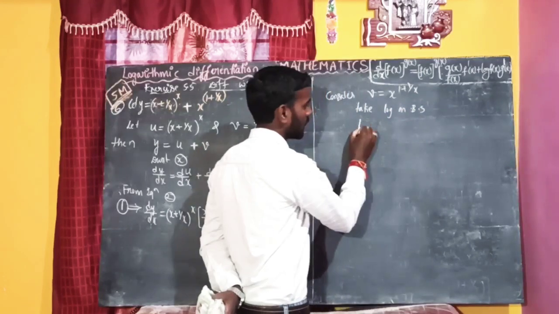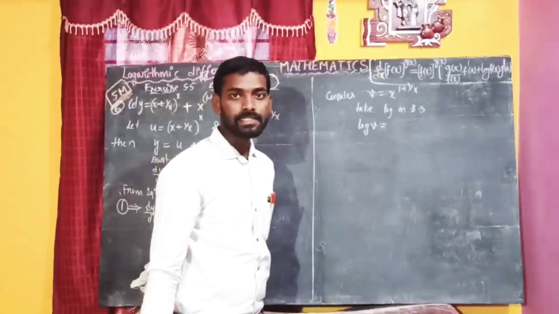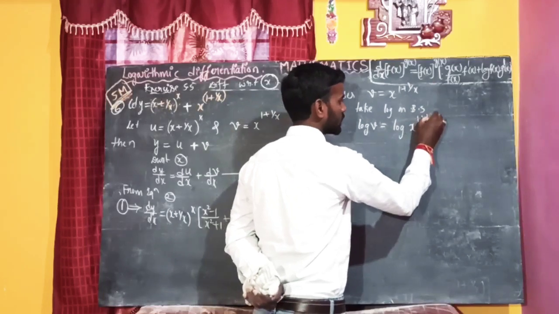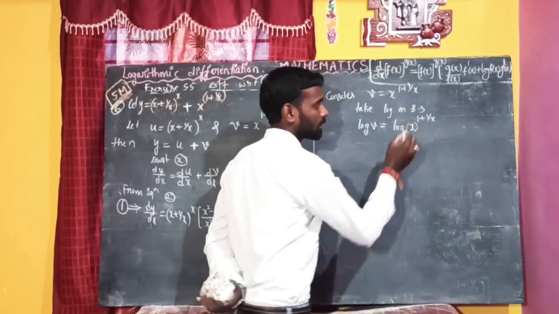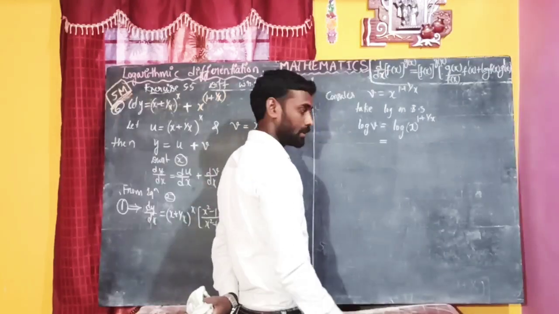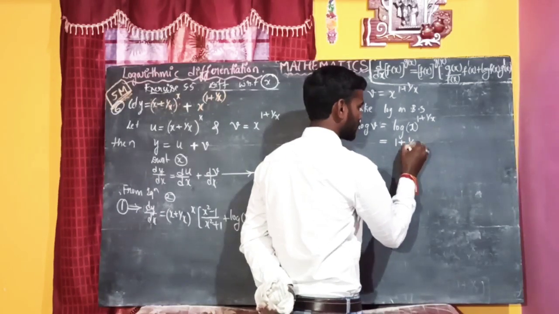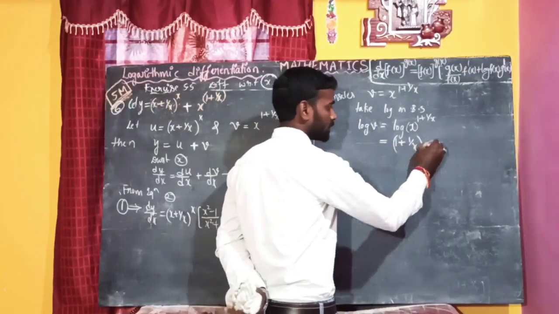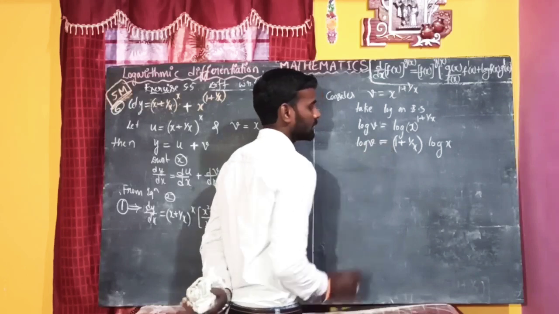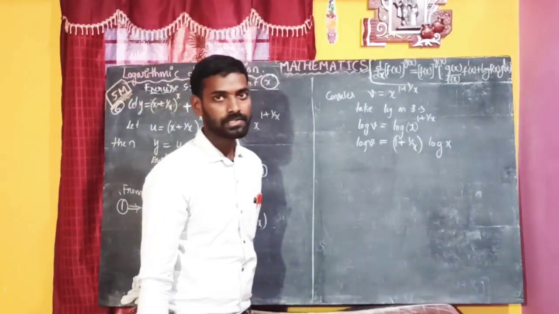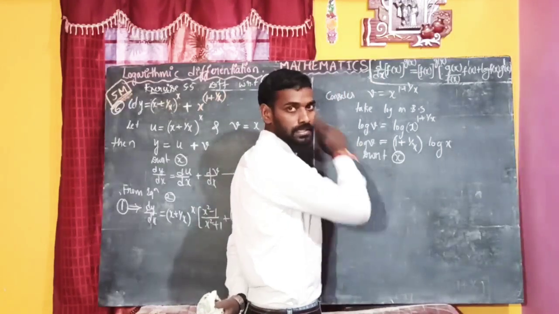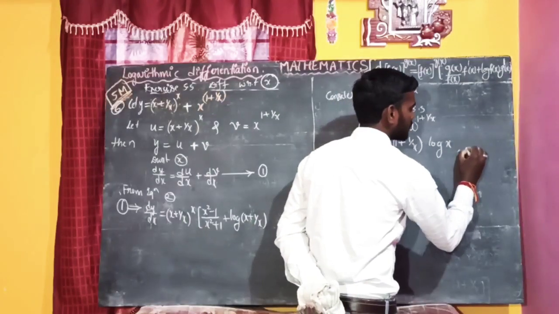So this becomes log v is equal to log of x to the power of 1 plus 1 by x. Now this is of the form log m power n. Log m power n can be written as n log m, that is (1 plus 1 by x) into log x, where m here is x. This is log v. Now this is a product of two functions, so directly we can differentiate this function with respect to x by using the product rule.